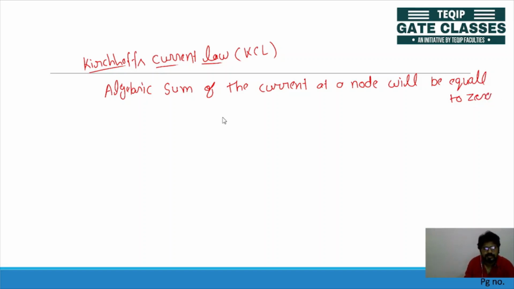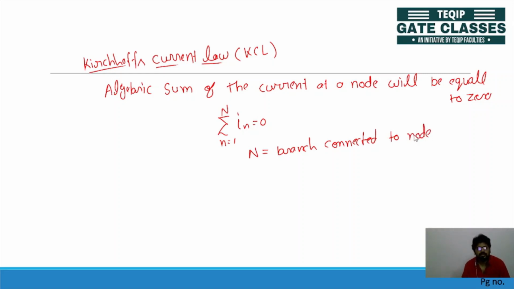You can represent it as the sum from n equals 1 to N of I n equals 0, where capital N is the number of branches connected to that node. In other words, we can also define it as the sum of current leaving the node being equal to the sum of current entering the node.